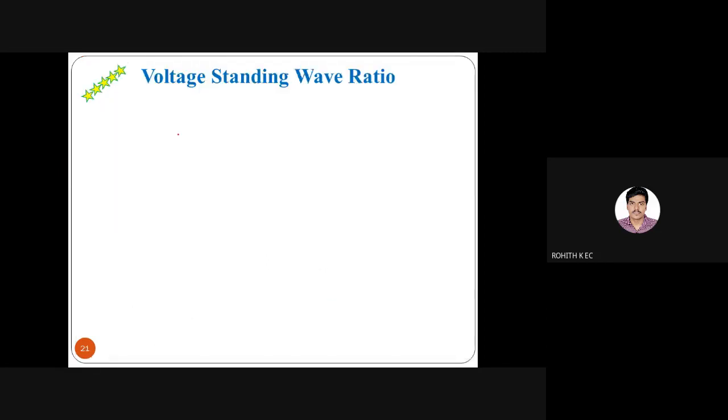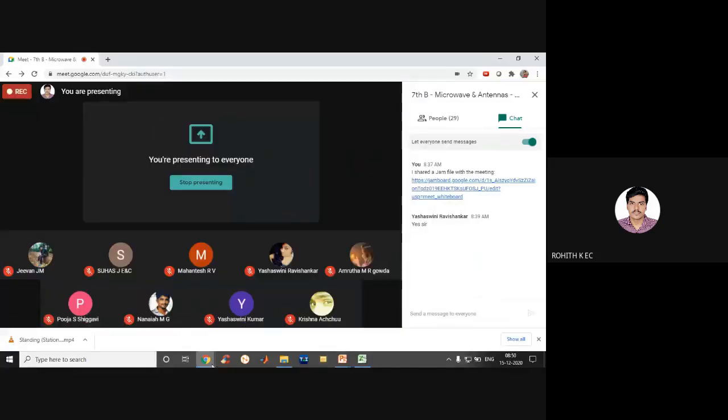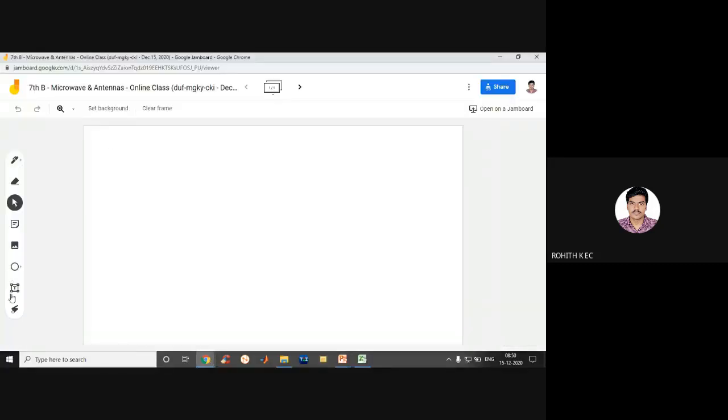So moving on to the next very, very important concept, that is voltage standing wave ratio and its expressions, and how it is significant in the context of transmission lines. To understand the voltage standing wave ratio, let me consider an example and then we will revisit these slides. Okay, voltage standing wave ratio. So please pay attention and all of you listen carefully.